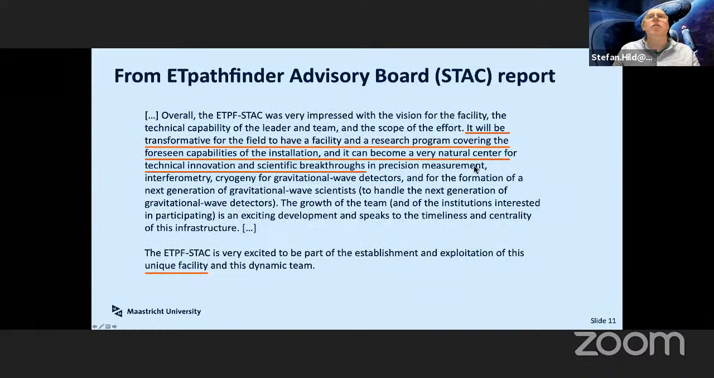I don't want to dwell too much on this, but the nice thing is that the stack is happy with us. They mentioned this is a unique facility, and it can become a very natural center for technical innovation and scientific breakthrough. So I think that gives us motivation and a little bit of confidence that we are going in the right direction.